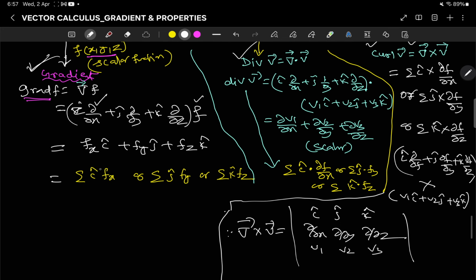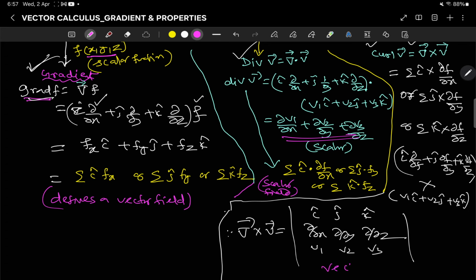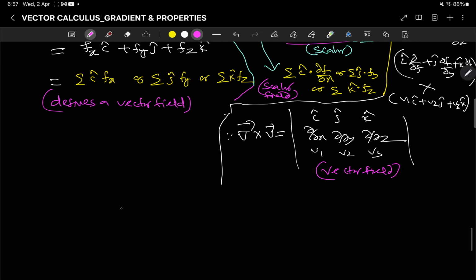So as you see here, gradient defines a vector field. The answer is a vector here, but the divergence defines a scalar field. You see, the dot product of two vectors is a scalar, so it defines a scalar field. The curl defines a vector field. The cross product of two vectors is a vector. Now coming to the properties of gradient.